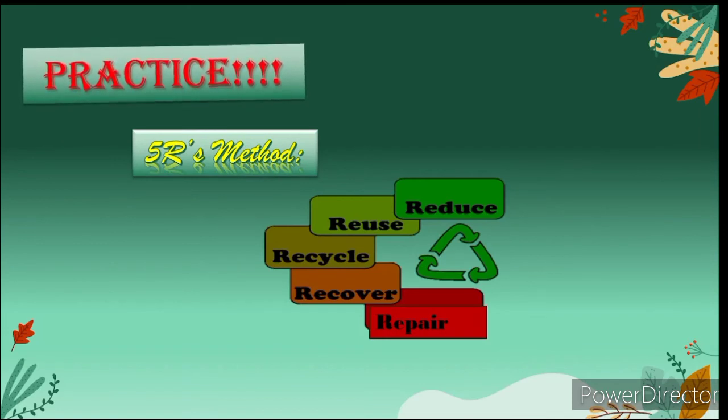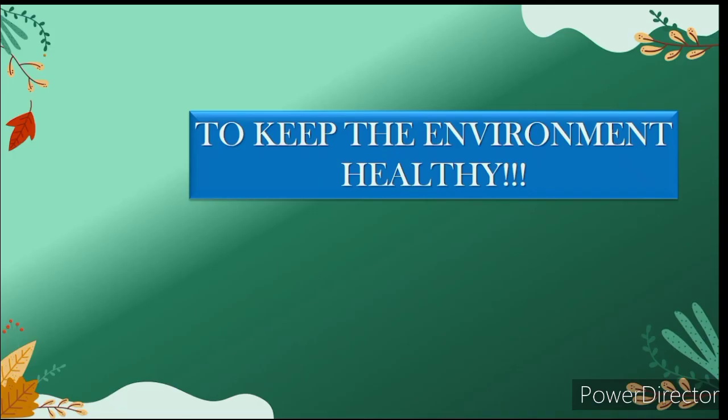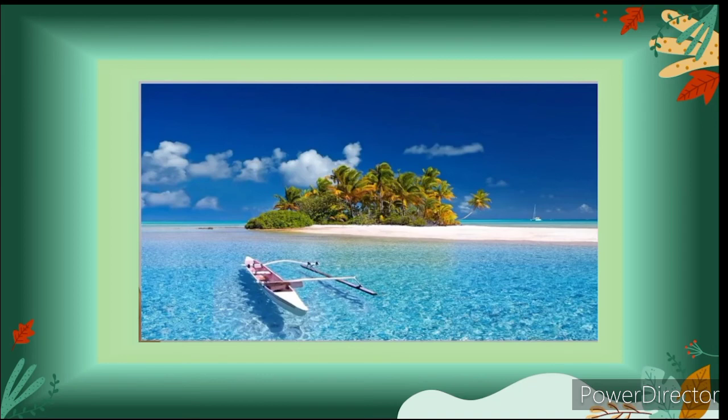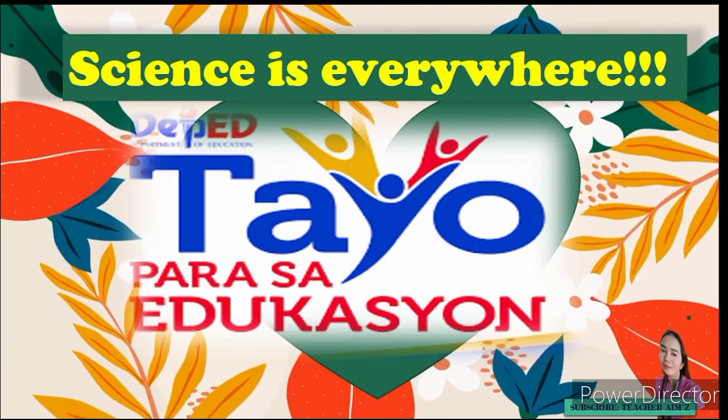So class, practice 5Rs: reduce, reuse, recycle, recover, and repair. And invite your friends and family to join you in this mission to keep the environment healthy. If we encourage all people to do the same, our future will most likely look like this. I hope you learned a lot today and apply this learning in your daily lives.